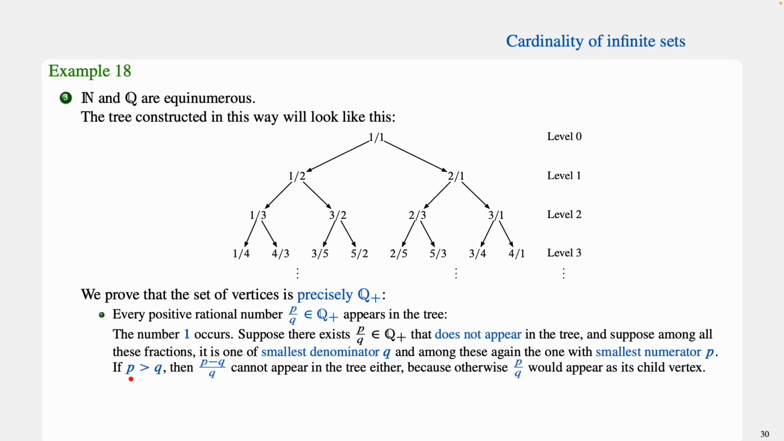Now if p is larger than q, then also p minus q over q cannot appear in the tree, because if it did, then it would have p over q as a child vertex. But we assumed this doesn't happen, so p minus q over q cannot appear in the tree either. But the numerator p minus q is smaller than p, which is a contradiction to our choice of p over q, where we assumed that q is minimal and the p is also minimal among those with minimal q.